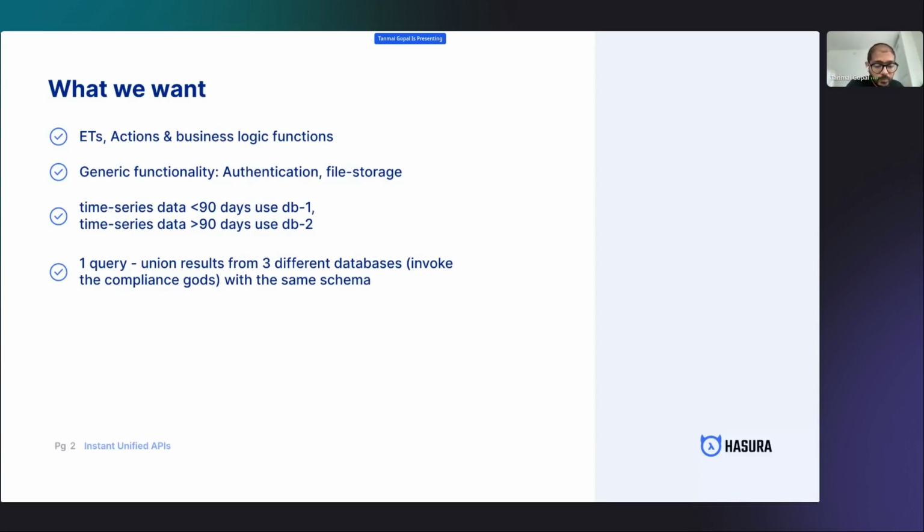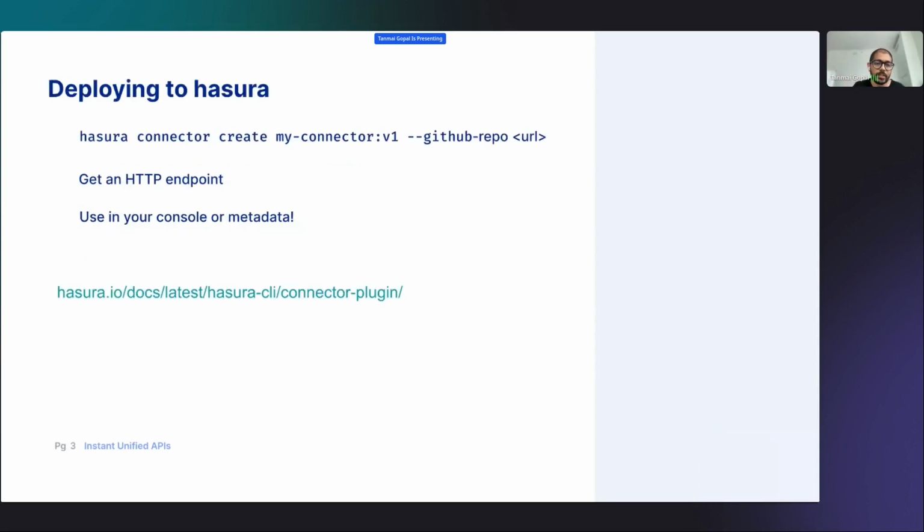Over the last year, as we've been building out support for custom connectors, we're now adding to that capability of saying you can start deploying custom connectors as well. Deploying that custom connector on Hasura Cloud is as simple as just saying Hasura Connector Create, giving it a name and pointing it to a GitHub repository.